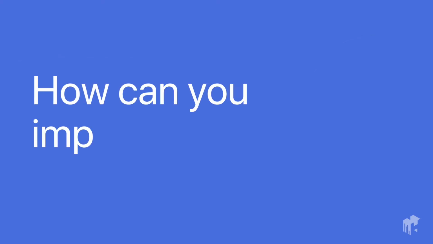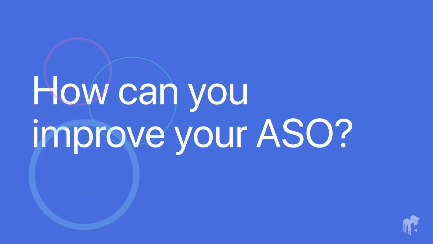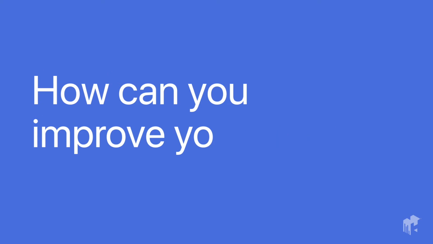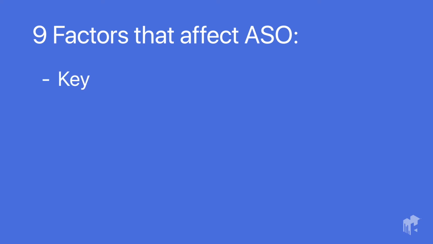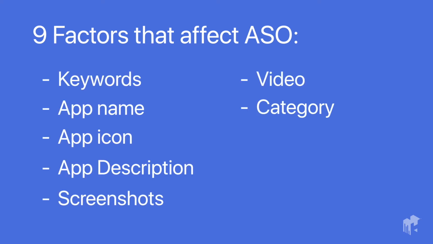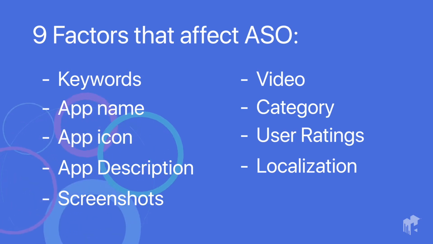So you're probably wondering now, what exactly is needed from you? There are numerous different factors that you can work on that can have a positive impact on your ASO. Things such as keywords, your app name, your icon, description, any screenshots or videos, the category your app is in, user ratings, and whether or not it's localized in any other countries.